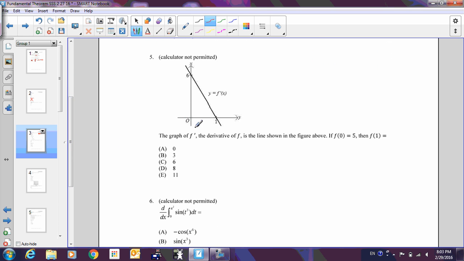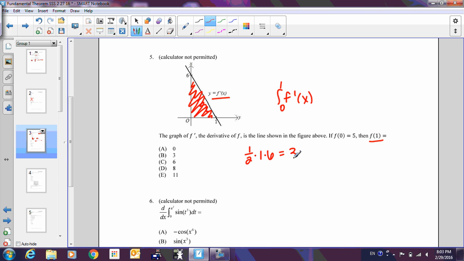All right, number 5. This is the graph of f prime, and we want to know, well, what is f of 1? Okay, well, how do you go backwards from a derivative? You integrate. So if I'm trying to integrate from 0 to 1 of f prime of x, I'm talking about how do you find the area of that shape right there? That's what the integral would be. So that would be 1/2 times base, which is 1, times height, which is 6.